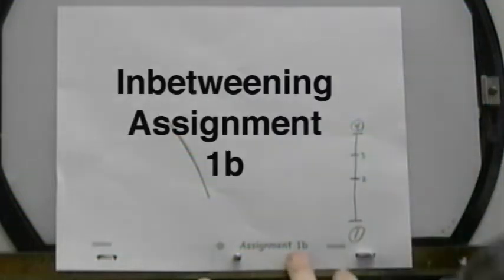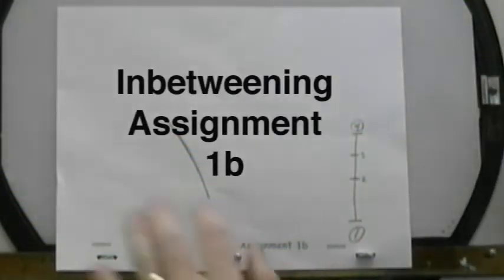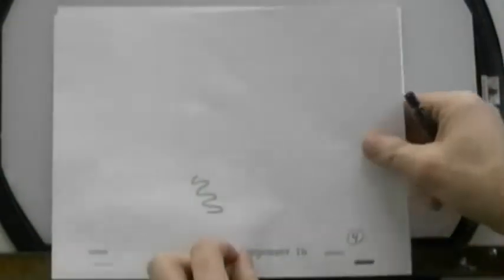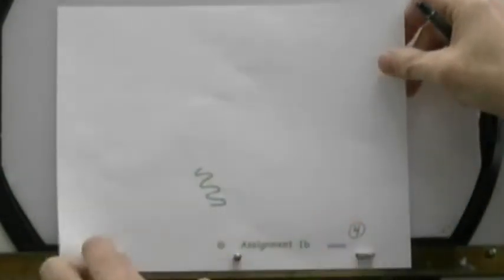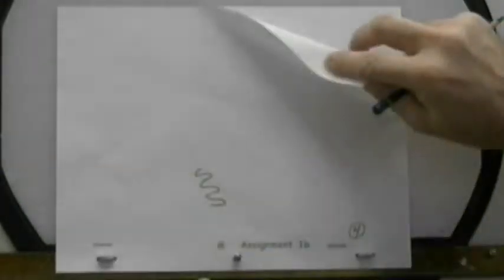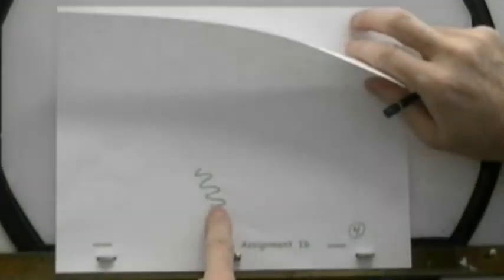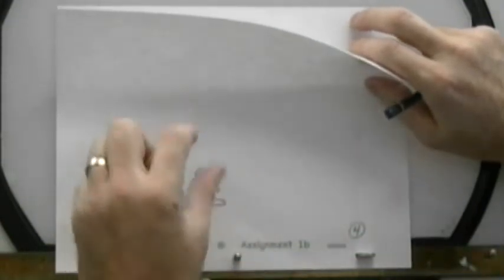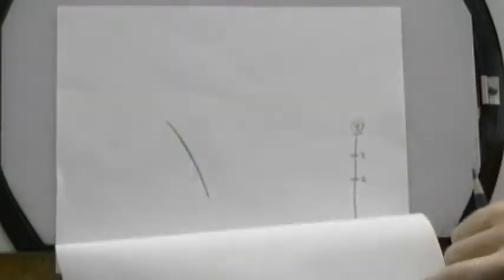For assignment 1B, the in-betweening assignment, we have two key drawings. We've got a line coming down here, and our second key is drawing number 4, which is this squiggly line here. So basically what's happening is the line is coming in, and it's impacting on the surface right here, which is causing it to scrunch down into this spring type of a look to it.